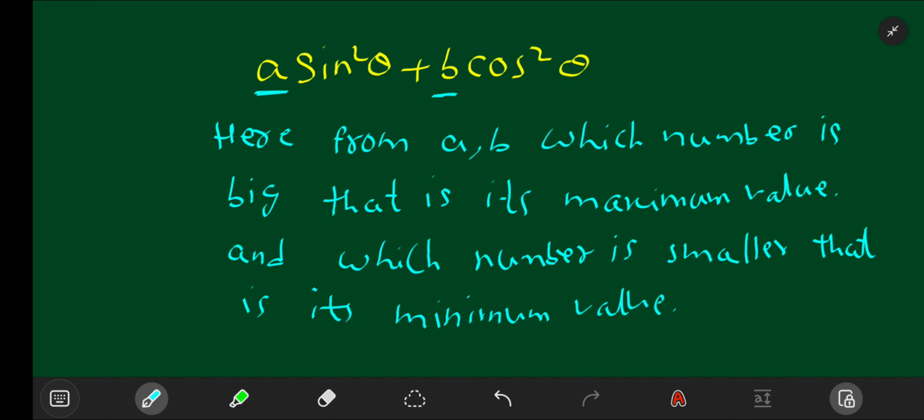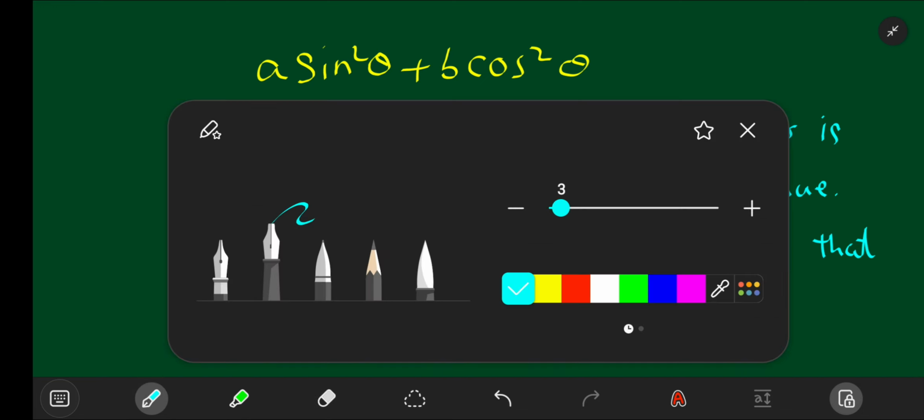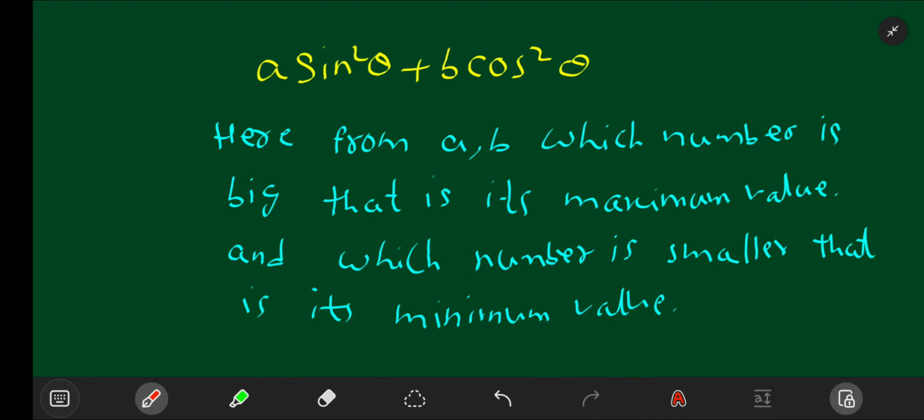Which number from a comma b is big, that is its maximum value. Which number is small, if from a comma b there is a small number also, no? So that small number is its minimum value. Okay. Shall I do an example so that you will get more clarity? Okay, I will do an example here only. First note down this formula and this statement so that you won't forget.